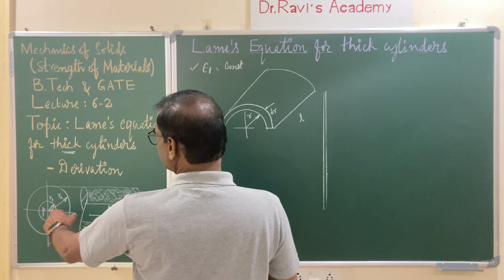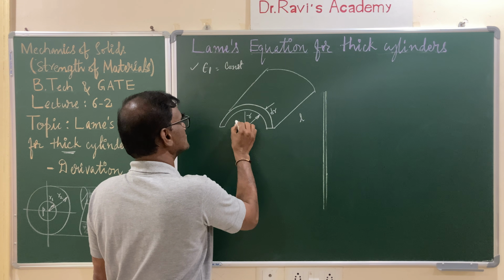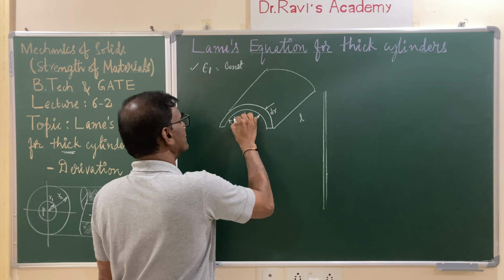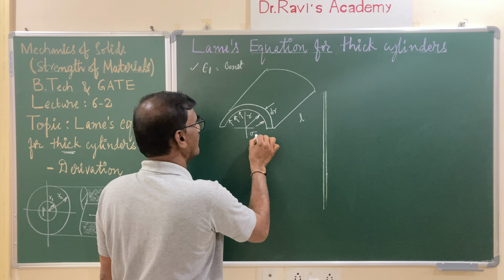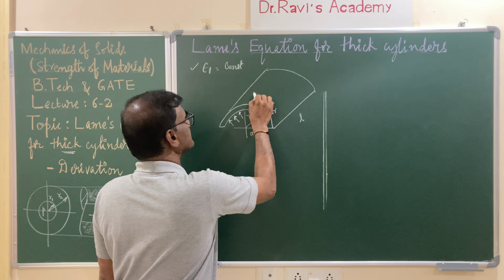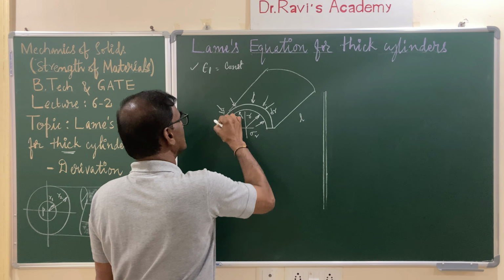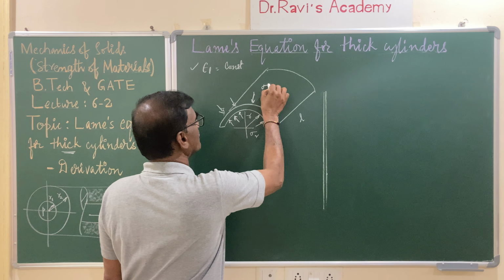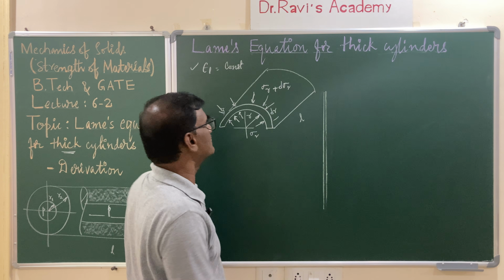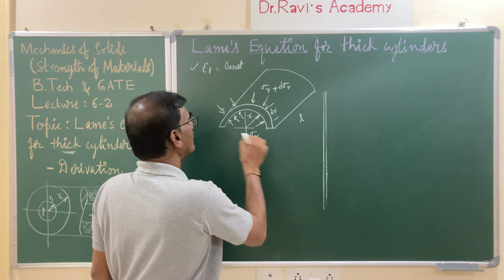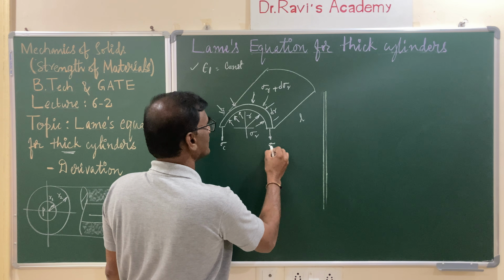Because of the high pressure fluid inside the pipeline, the radial stresses are developed. Let us assume that the stress exerted on the inner wall is sigma r, and outside there is an elemental increase, that is sigma r plus d sigma r acting from the top, and the circumferential stress, that is sigma c.